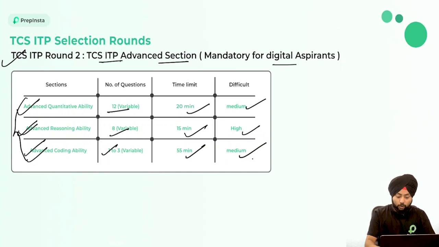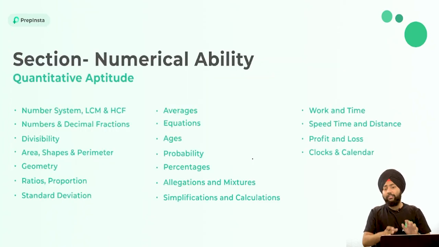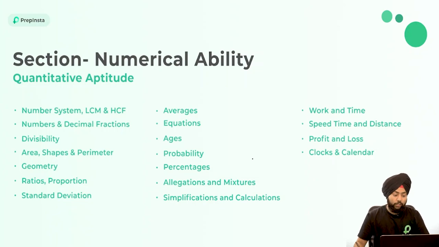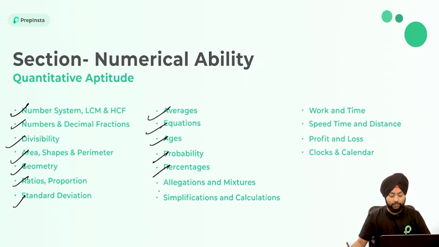Moving forward, in this slide I'll be discussing all the topics in the quantitative aptitude round one. These are normal topics like number system, LCM, HCF, numbers and decimal fraction, divisibility, area, shapes and perimeter, geometry, ratio and proportion, standard deviation, averages, equations, ages, probability, percentage, allegation, mixtures, simplifications, work and time, speed, time, distance, profit and loss, and clocks and calendars.